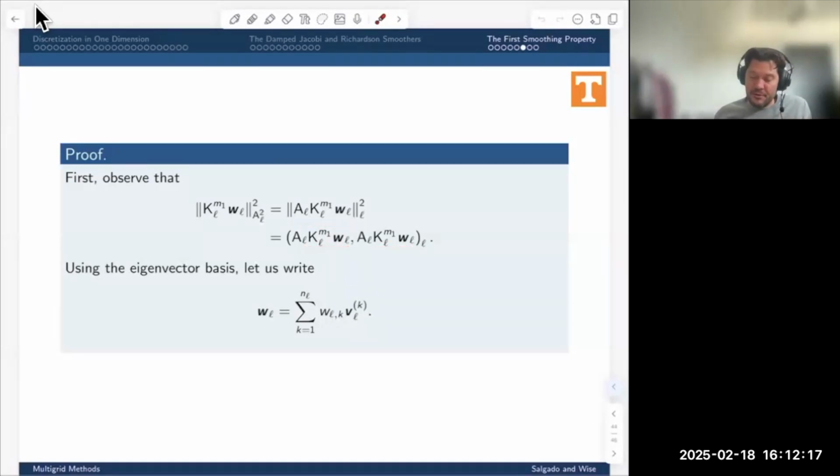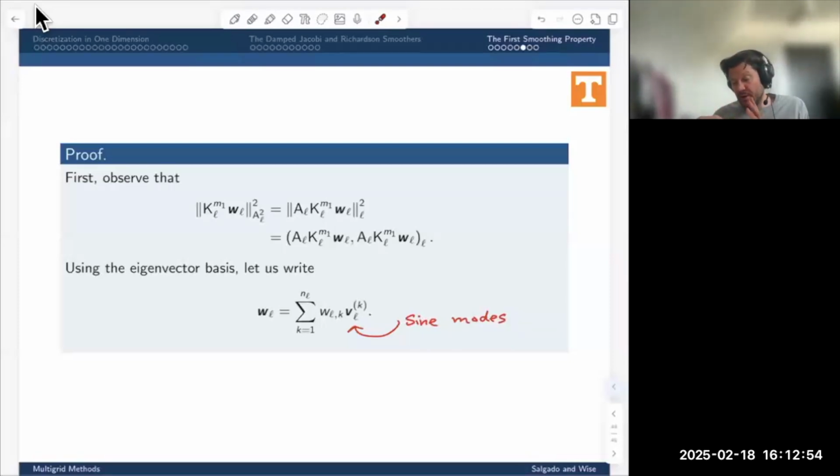Now what we're going to do is use an eigenvector basis of A_L. So let's write w_L in an eigenvector basis consisting of the standard eigenvectors of A_L. These are just sine modes. All right, so that's our standard basis. That's the basis that we established previously, or the standard set of eigenvectors.